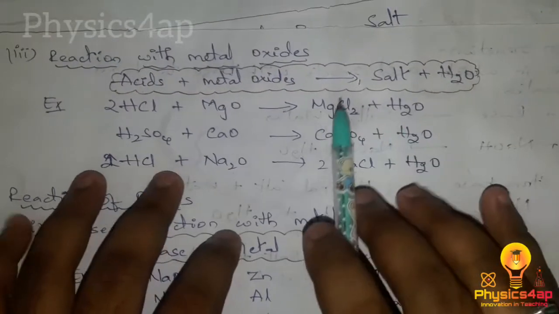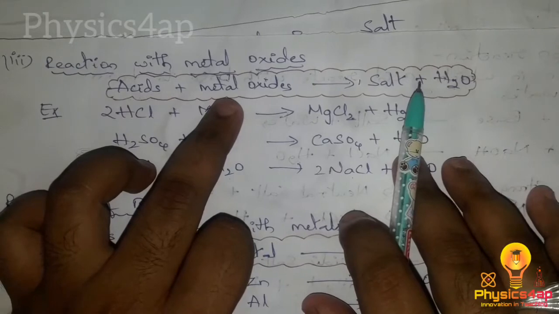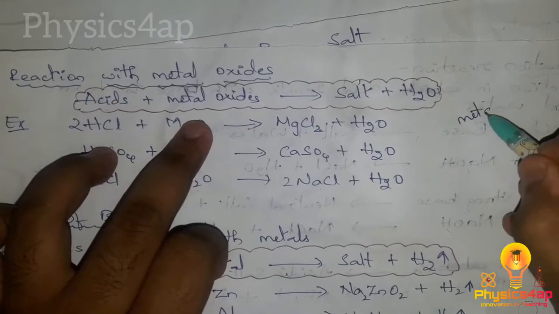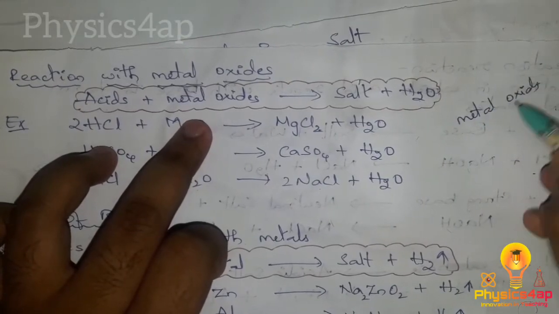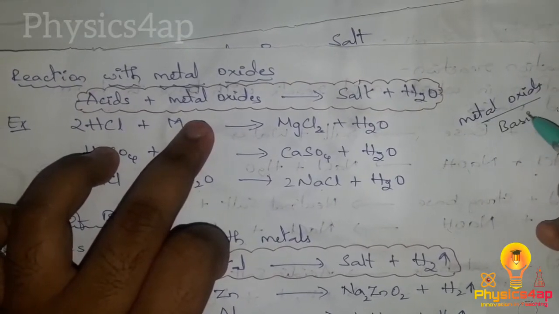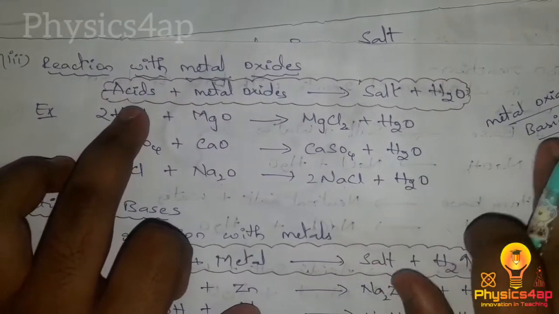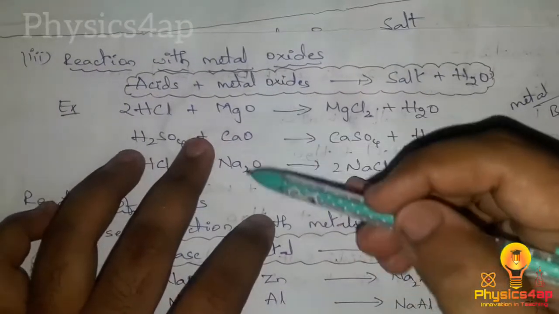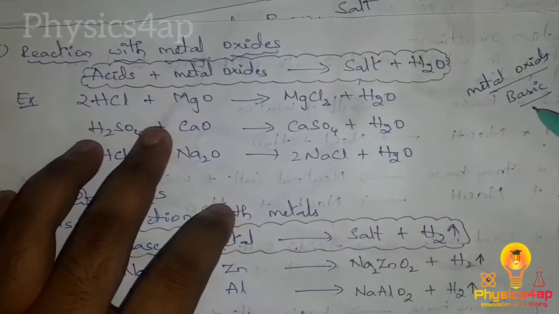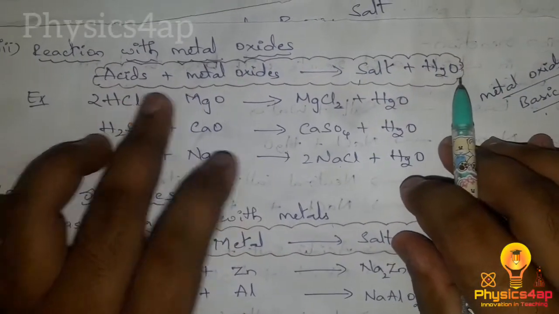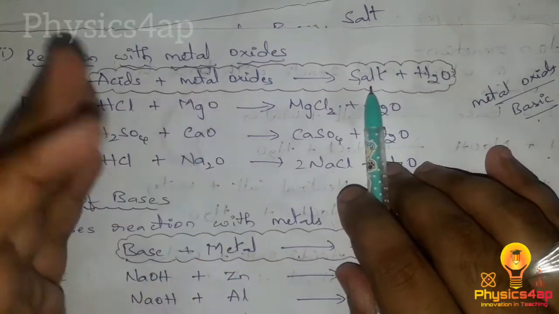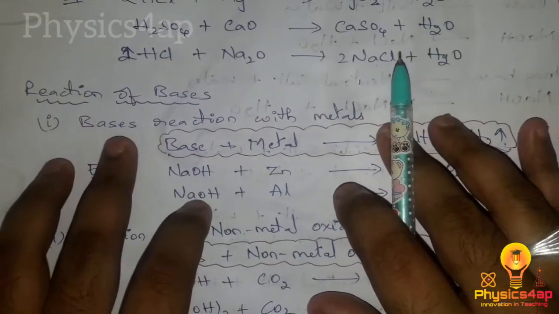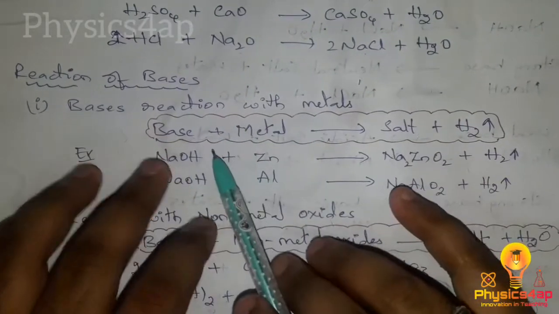In this reaction, as the acids are reacting with the metal oxides, the metal oxides are basic in nature. Due to that, when acids react with a base we get a salt. All the metal oxides are basic in nature. So when the acids react with metal oxides, we get salt and water. And coming to the reactions of bases, the reaction with metals is the same as here.